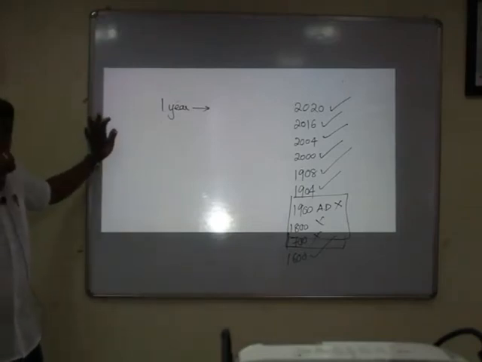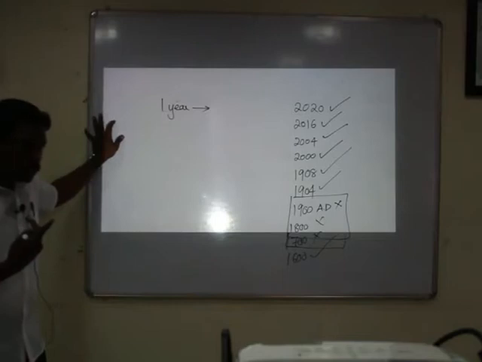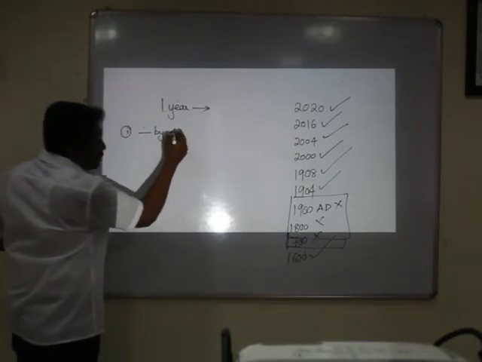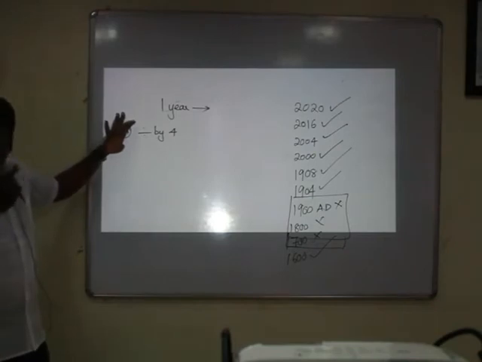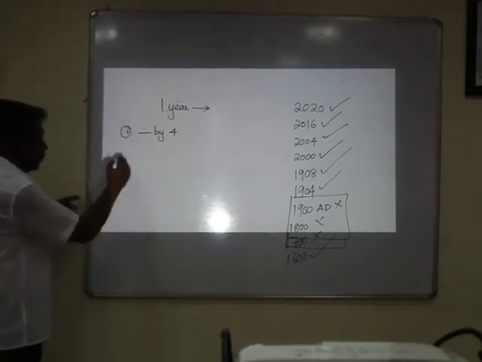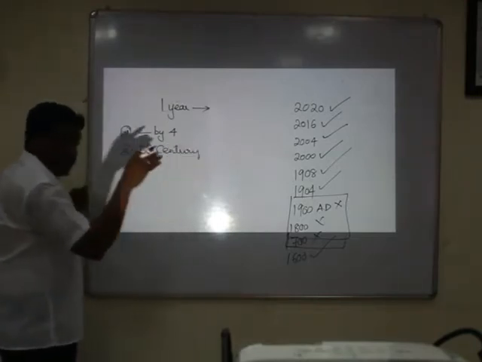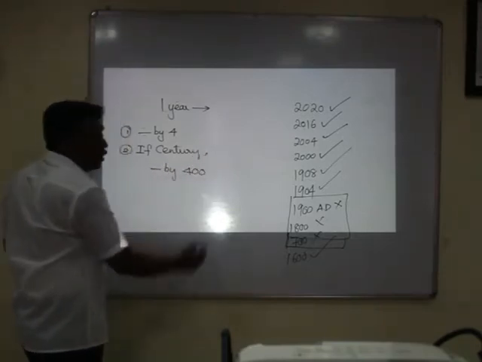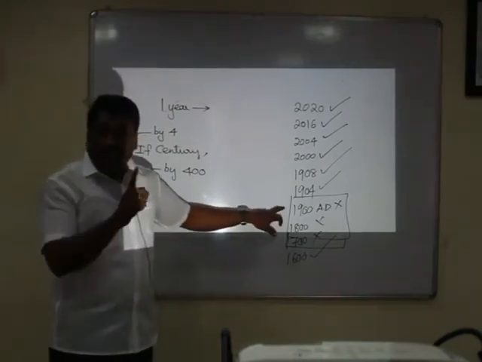My friend, to find whether a given year is a leap year or not, you have 2 conditions. I do not know whether you know the second condition or not. Condition number 1: you have to check whether the given year is divisible by 4 or not. This is a simple condition. But there is also one more condition. If the given year is a century, then it should be divisible by 400. For example, 1700, 1800, 1900, they are centuries.